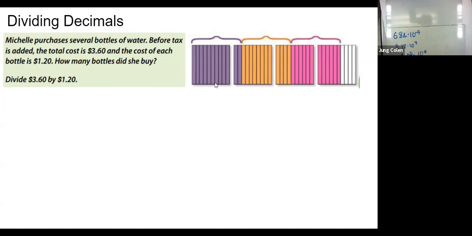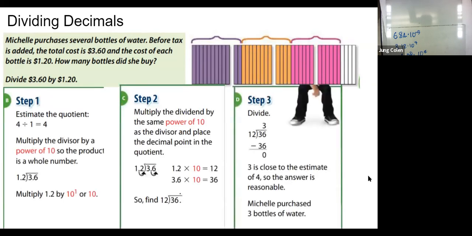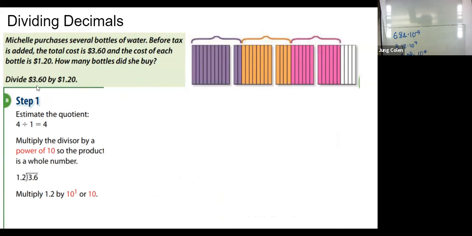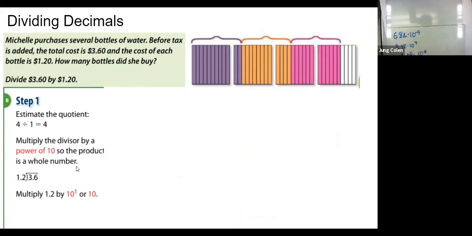But do you want to always use the model like that? Maybe for the younger students, it's better for them to understand what's going on. But for convenience, it's better for us to know how to divide it, right? So using the long division, because we know we have to divide 3.60 by $1.20, you can think about this as times 10 over 10. Because for us, it's easier to divide 36 by 12.